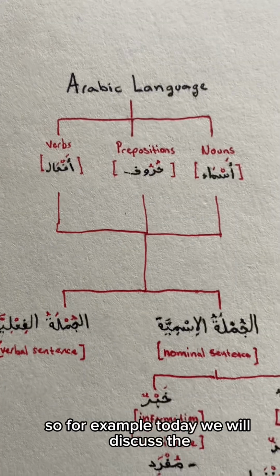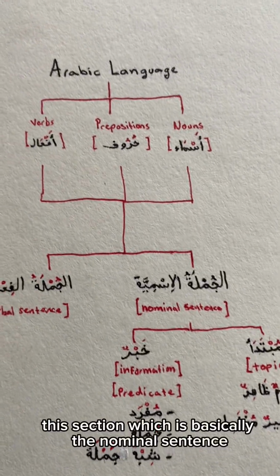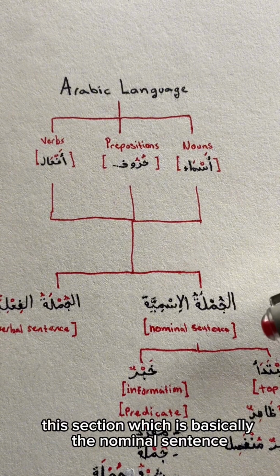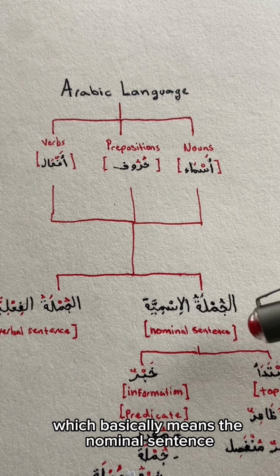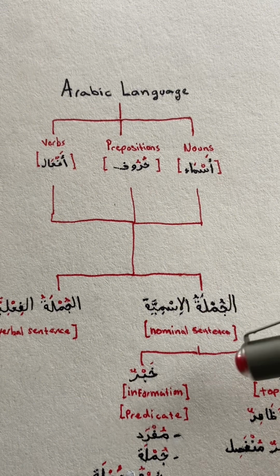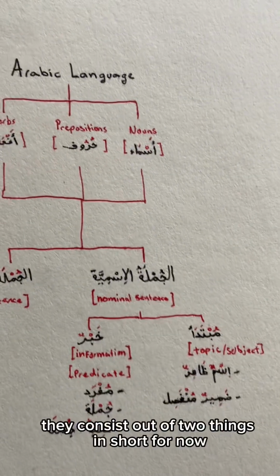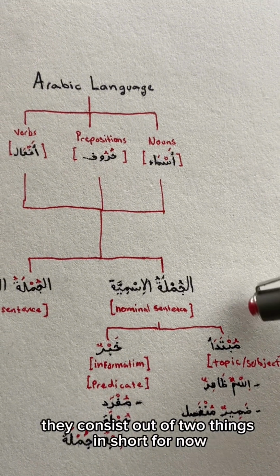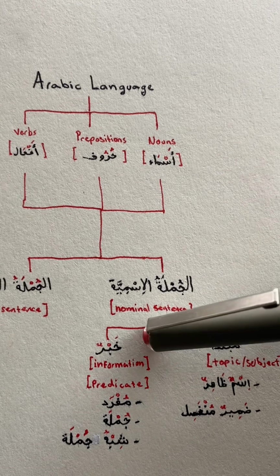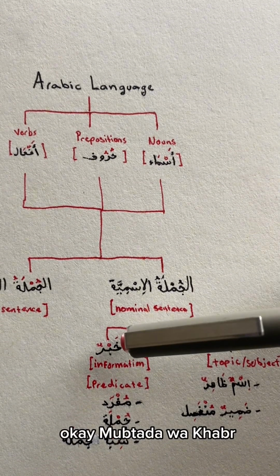So for example, today we will discuss this section, which is basically the nominal sentence. We call this in Arabic al-jumlatu al-ismiyah, which basically means the nominal sentence. And a nominal sentence, or a noun sentence, consists of two things, in short for now: mubtada and khabar. Okay? Mubtada wa khabar.